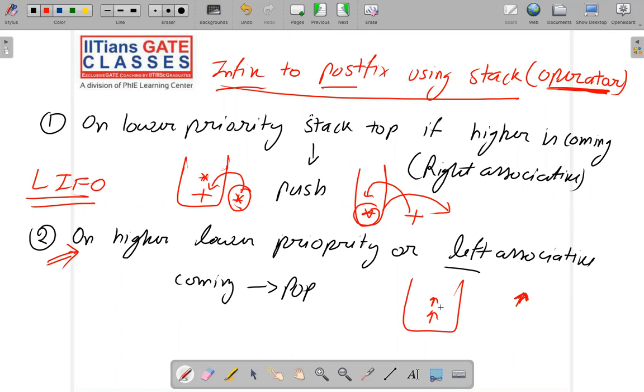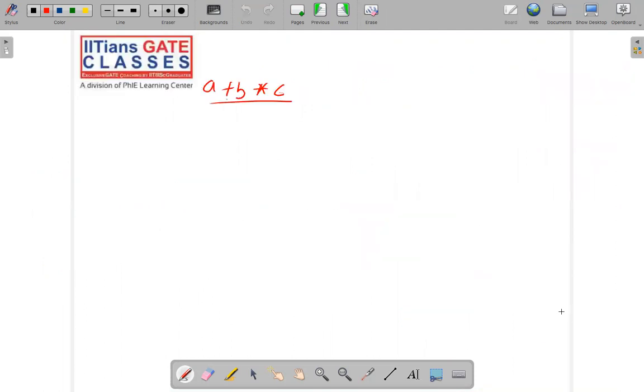And if this is not the case, say plus is there and plus is coming up, this is left associative, so you pop the plus. You pop until the stack is empty or a low priority operator is coming up, and then you push it. So let's see an expression evaluation: A plus B star C. How will this be scanned?